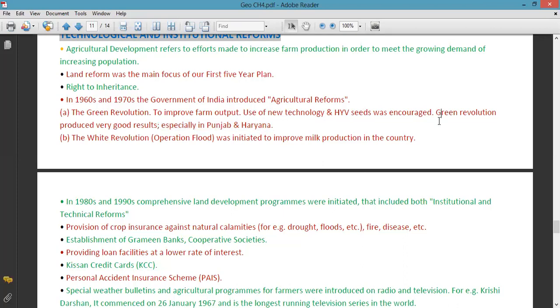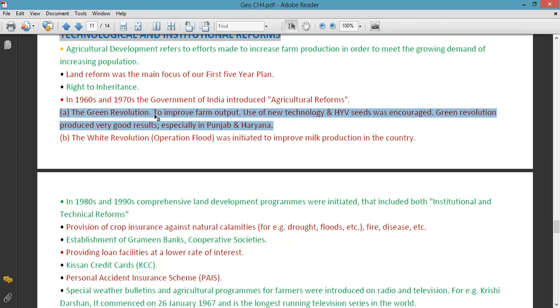This is for better understanding. Here all the words are important. In short, under the agricultural reforms during 1965, it encouraged new technology and HYV seeds and higher yield for the farmer.